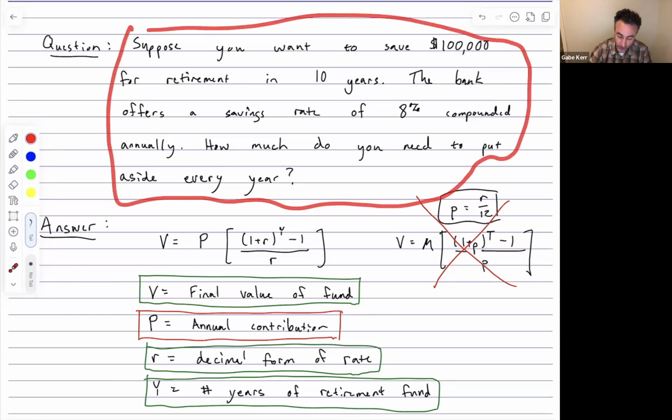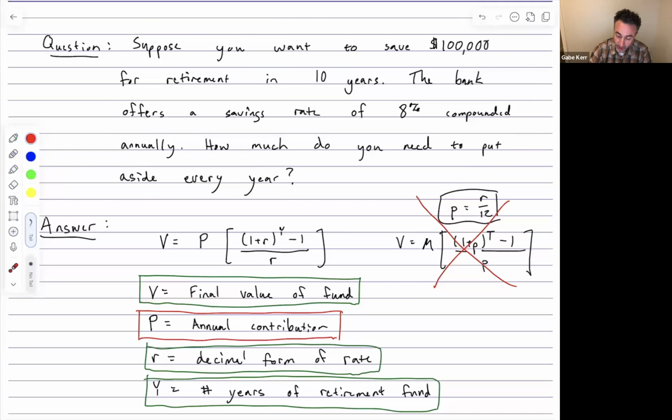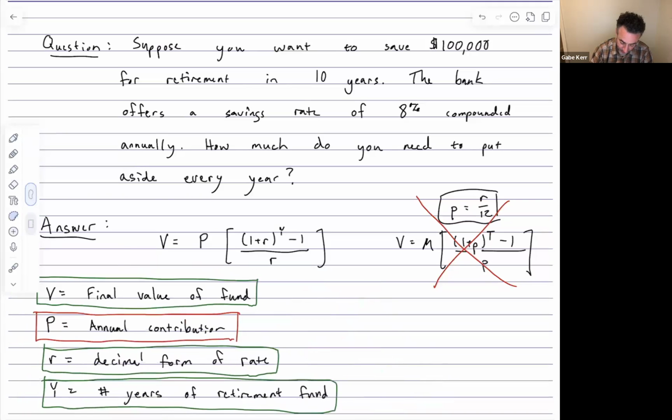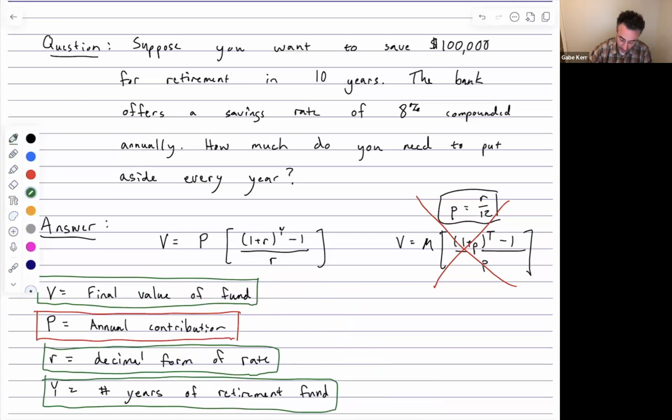So the question asks, suppose that I want to save $100,000 for retirement. In other words, I want the final value to be $100,000. So I'm going to go ahead and move this all over so that I have room. I'm going to say that V is equal to 100,000. I'll leave the dollars off for now. P, I don't know. P, I want to find out.